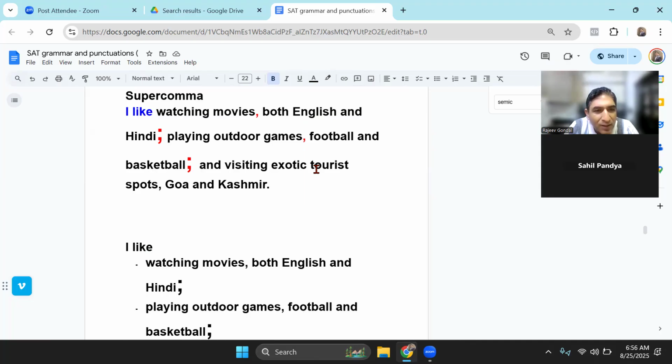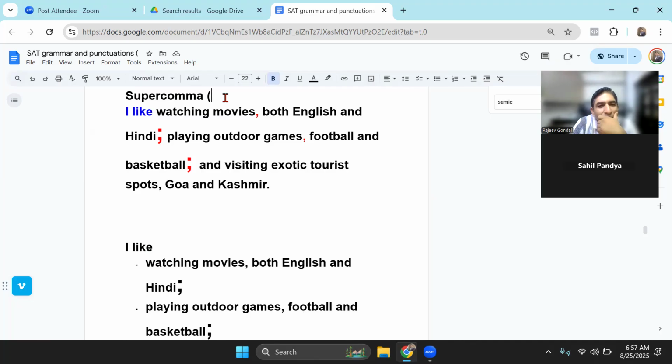So yeah, then you use the comma to separate watching movies, and then you say the language, Hindi and English, right? You do the same thing for playing outdoors, football and basketball, and then you say Goa and Kashmir, right? And the semicolon is used because you're not still talking about watching movies and Hindi and English, but you're still talking about stuff that you'd like.